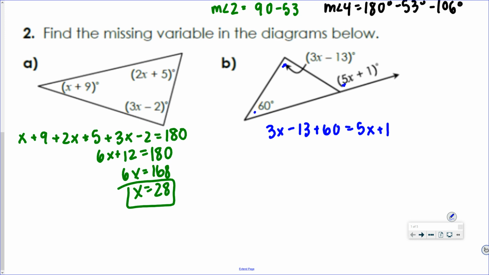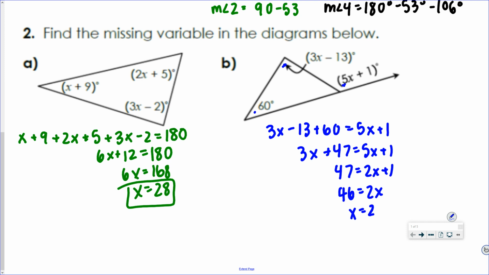I think it's just called the exterior angle theorem. I can't quite remember off the top of my head. And then when you solve this one for x, 47. I move the x's over to this side. And then got x to be 23.